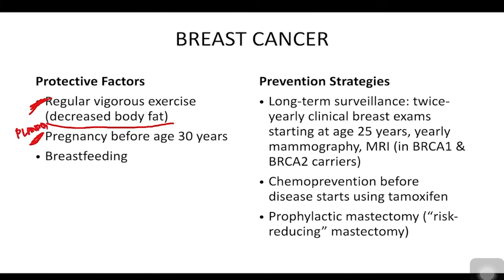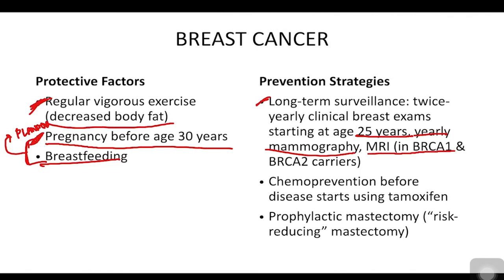Okay, this is not a creed. This is not, ano, but more on what they call this. Health teaching. Okay. And then breastfeeding. So, breastfeeding has, ano. But this one needs to be planned. Okay. So, yan. Prevention strategies. Long-term surveillance or imo-monitor mo yung breast examination starting at age 25 and yearly mammography, mammogram, or MRI. Yan. If ever, test of breast cancer 1 and 2, BRCA1 and BRCA2, is noted in previous test.